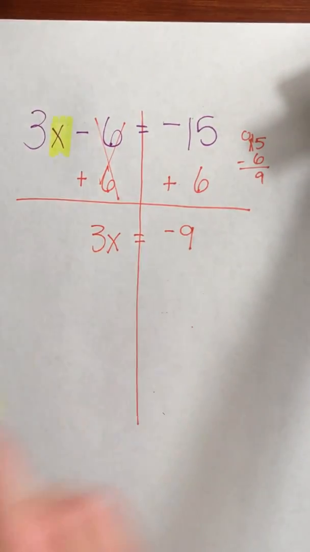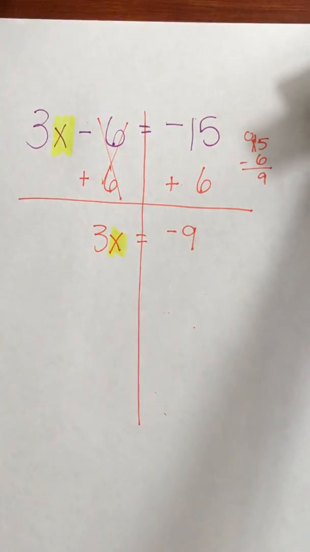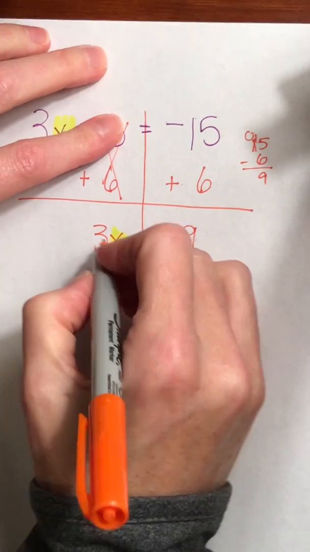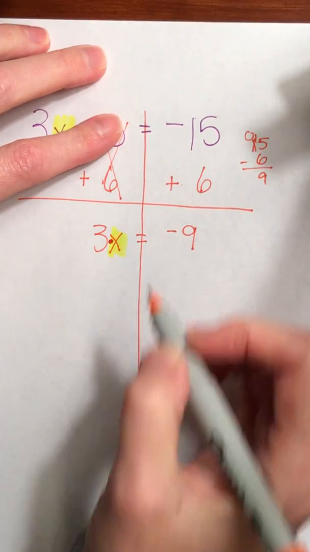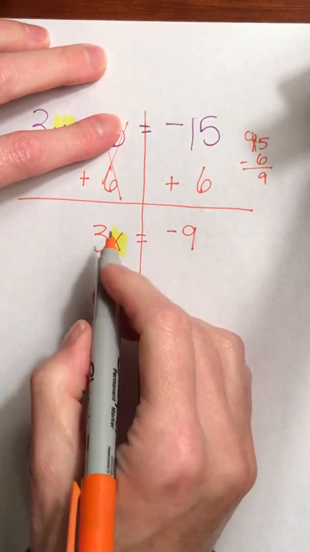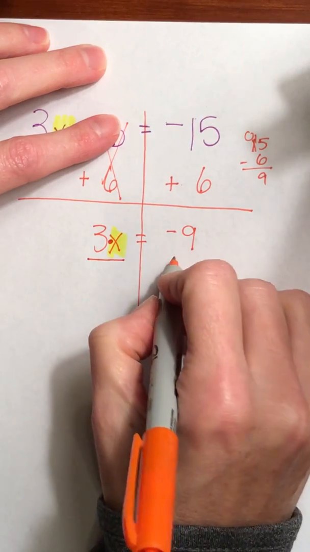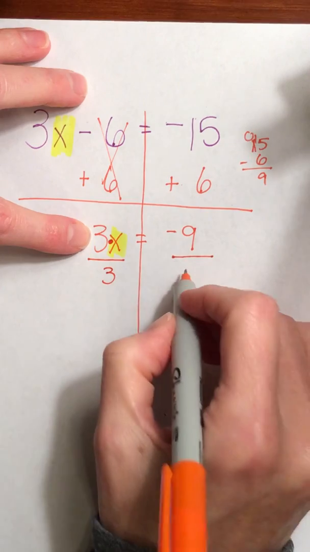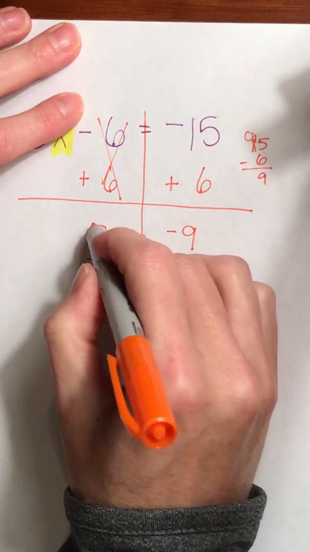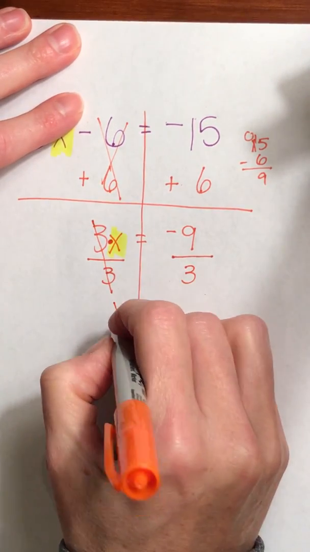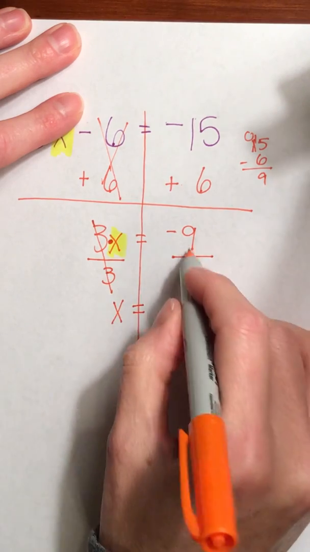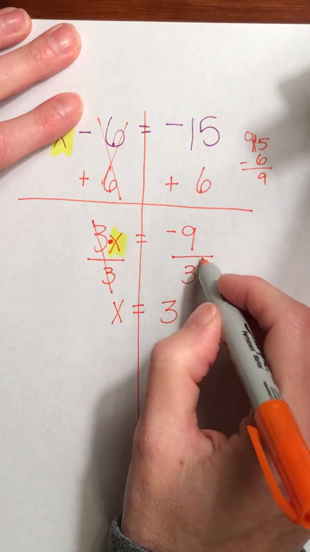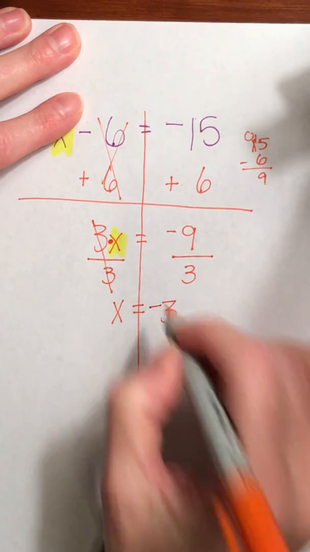Again, I'm looking for my variable. So I'm going to cover it up. But I don't see any operations, so I know it means multiplication. So the opposite of multiplication would be division. And if their number is 3, my number is 3. And 3 divided by 3 is 1. They cancel out. And 9 divided by 3 is 3. And when you divide, a negative divided by a positive is a negative.